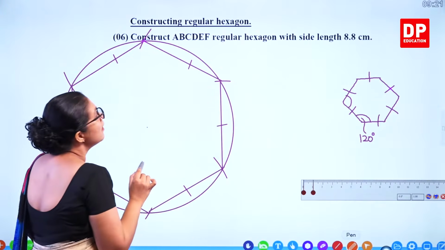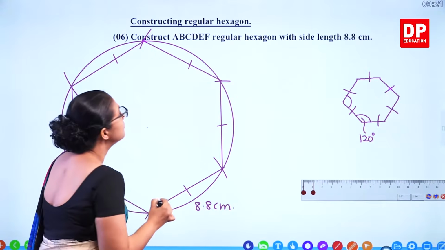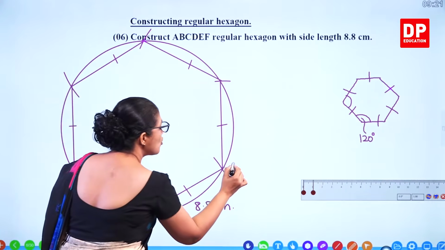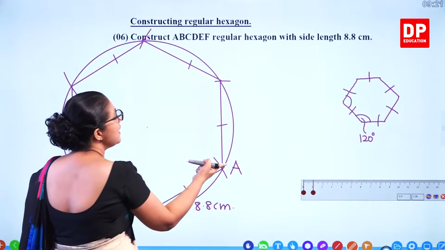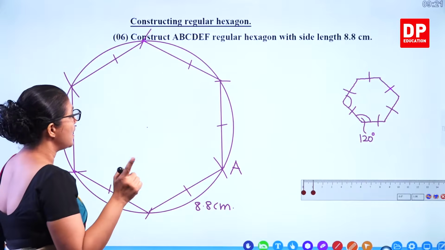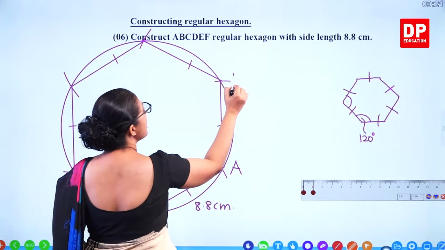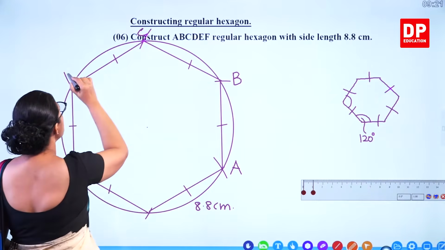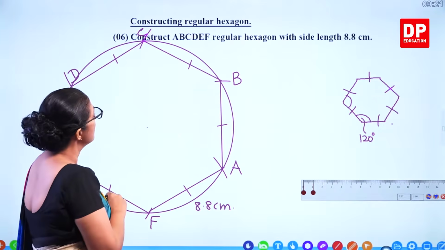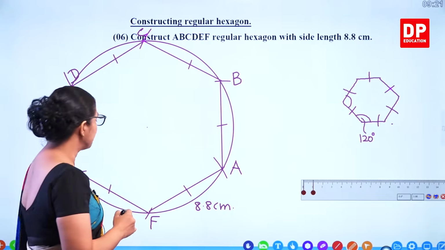And that's 8.8 centimeters. So we can label A, B, C, D, E, F. When you are labeling, make sure that you write down the letters either clockwise or anti-clockwise way. You can't put A, B, C, D here and there. So if I take anti-clockwise, I can label A, B. This is C, D, E, F. So that's the ABCDEF regular hexagon.